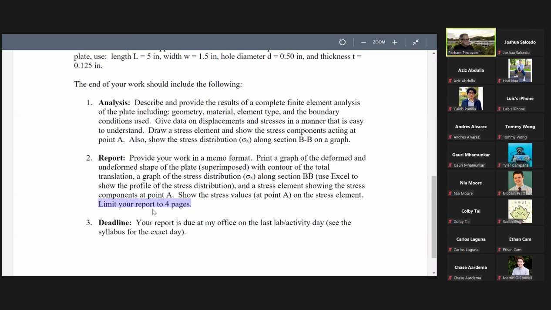Limit this work to 4 pages, and you can include everything. All the information that I'm asking, they are here: graph of deformed and undeformed shape, stress distribution along section BB, stress element, and showing the stresses on this, and everything included, all the description. You can limit it to 4 pages. I'm not looking for these long tables. They are nonsense, and never include anything like that in your report.